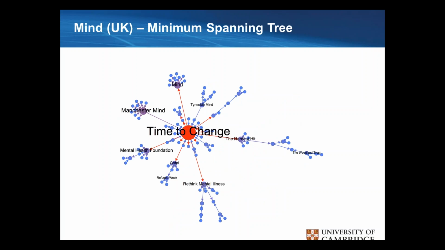And last but not least, the Mind UK minimum spanning tree graph. We had the time to change, so another not-for-profit organization became the hub node here. We could see the original seed node pushed out to the periphery as well.